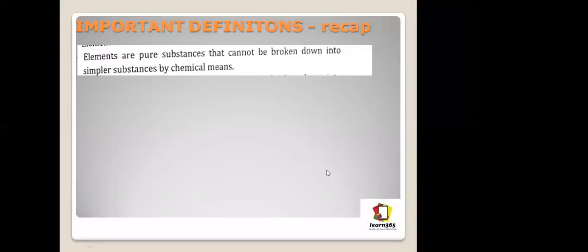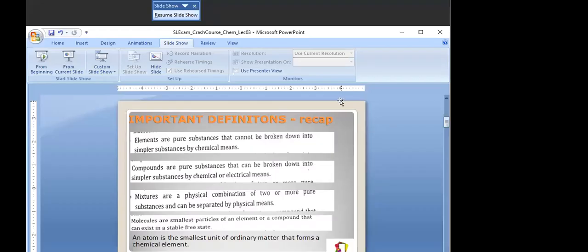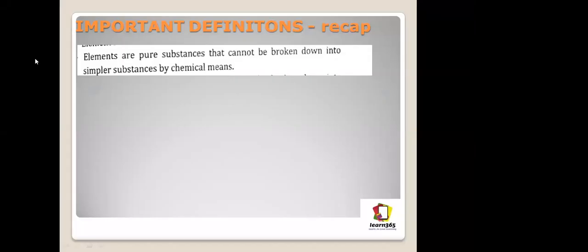Fundamental building blocks of anything in this universe, right? From the air that we breathe to the water that we drink, everything comes from elements. Even the human body is made up of elements. Very important definition to be remembered for your examination.